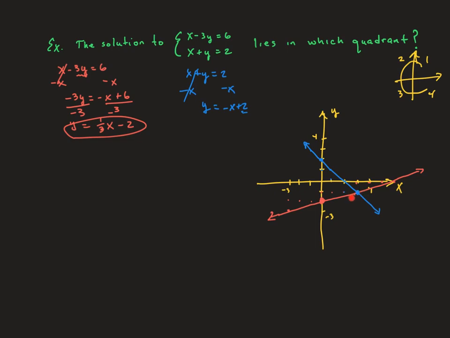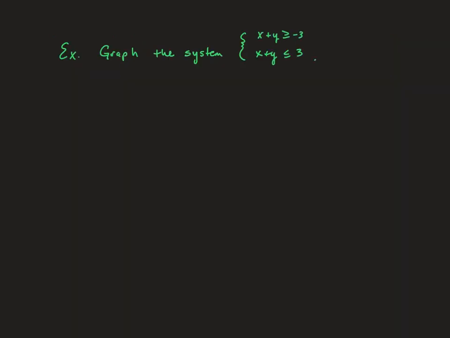And what they were asking you for is what quadrant is my solution in? Well, this is quadrant 1, 2, 3, 4. So the solution fell within quadrant 4. So that's simple, just putting it all together and thinking about the coordinate plane.